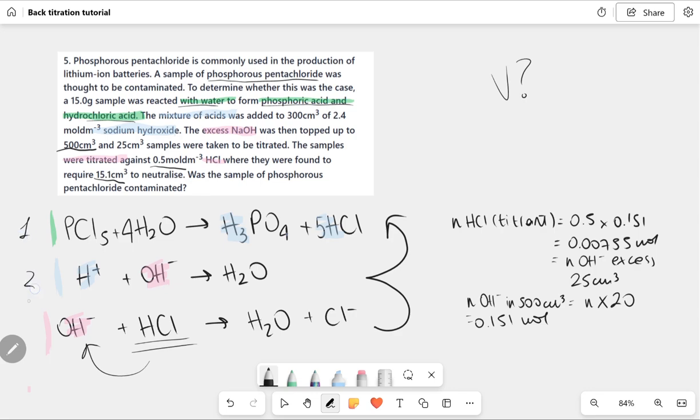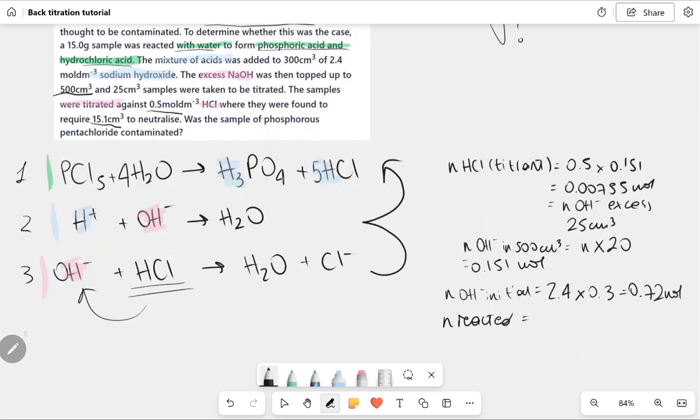Now, what do we know in the second reaction? Let's put some numbers. 1, 2, 3. In reaction number 2, we know the initial amount of hydroxide. So let's call it initial. And that was equal to 2.4, which is the concentration, times by 0.3, which is its volume, giving us 0.72 moles. We have an initial and we have an excess. So what can we find? We can find how much it reacted. And the amount reacted is always found by subtracting the initial amount minus the amount that was in excess.